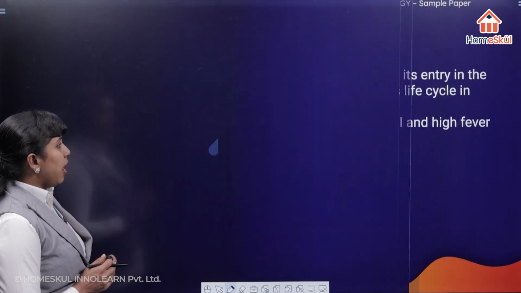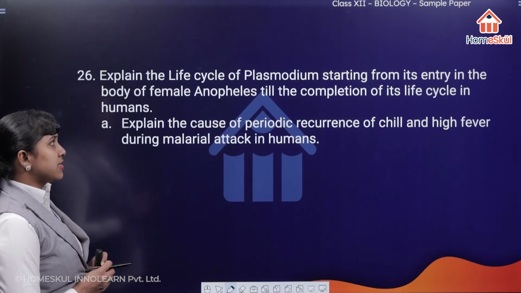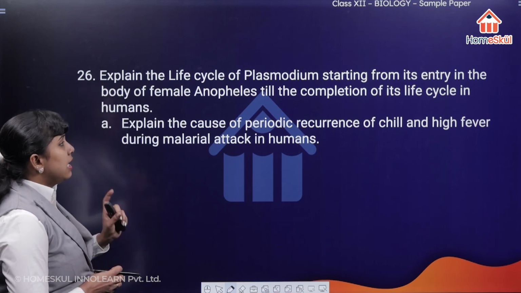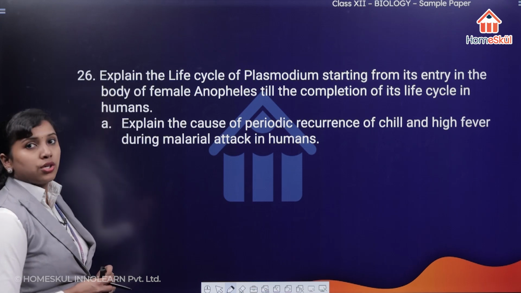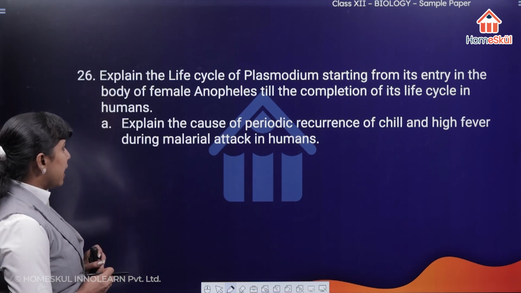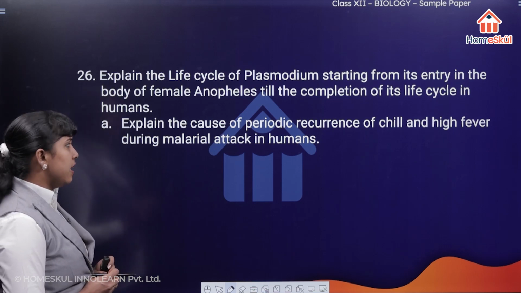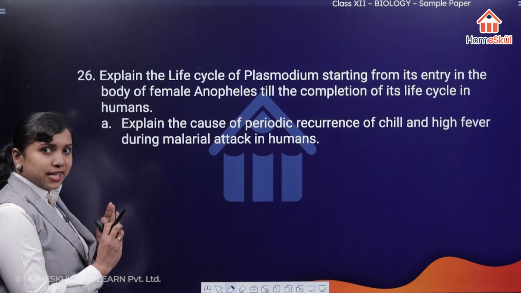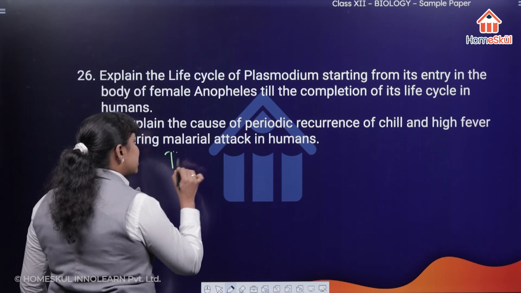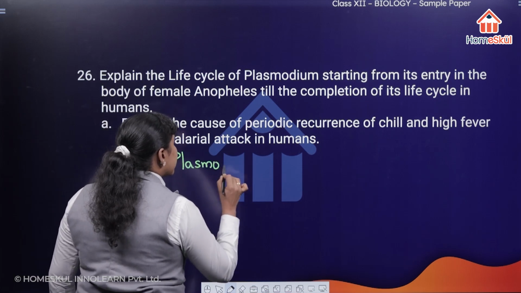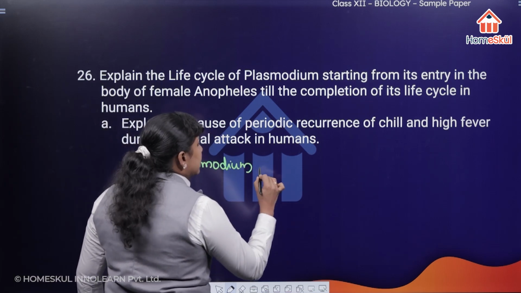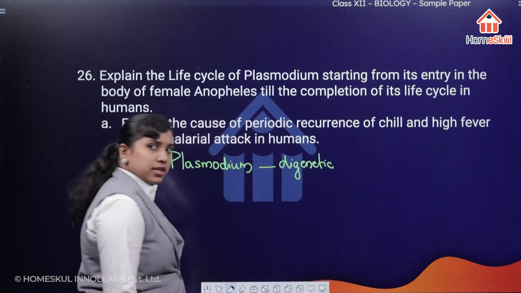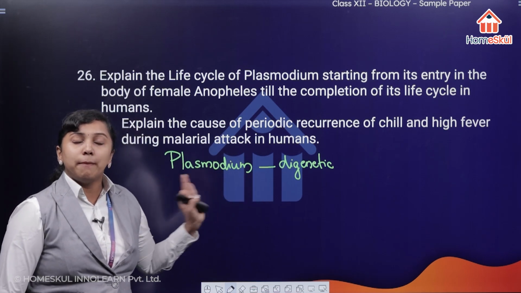Okay, so the second part, our question was, explain the life cycle of Plasmodium starting from its entry in the body of female Anopheles till the completion of its life cycle in humans. And explain the cause of periodic recurrence of chill and high fever during malarial attack in humans. So, we need to explain the life cycle of Plasmodium, right? So, we know that Plasmodium is basically digenetic in nature. What do you mean by digenetic? Digenetic, because it needs 2 hosts to complete its life cycle.